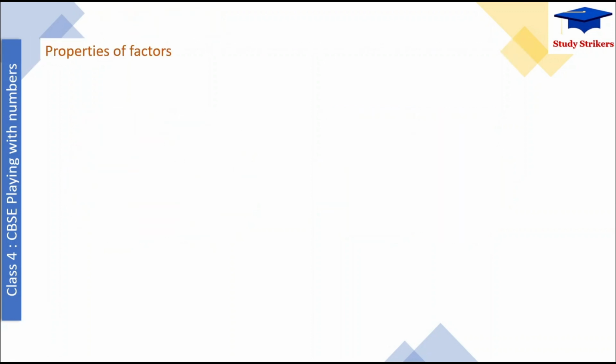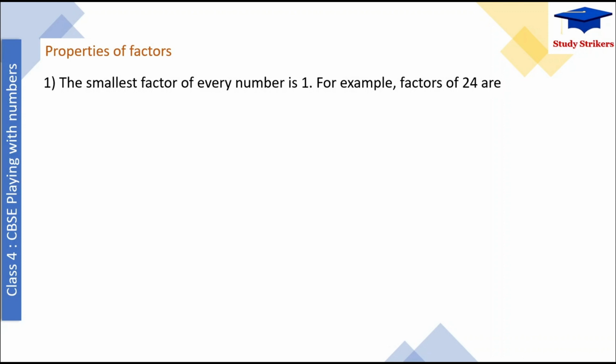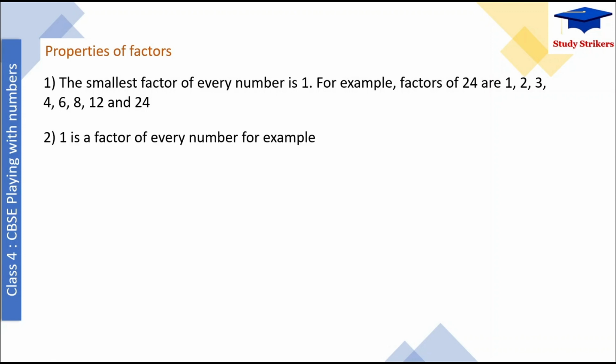Now properties of factors. Let's see that the smallest factor of every number is 1. So for example, factors of 24 are 1, 2, 3, 4, 6, 8, 12 and 24. It means 1 can divide every number and we already know this fact. Okay, so 1 is a factor of every number. For example, factors of 7 are 1 and 7. It means that 7 is divisible by 1 and 7 only.